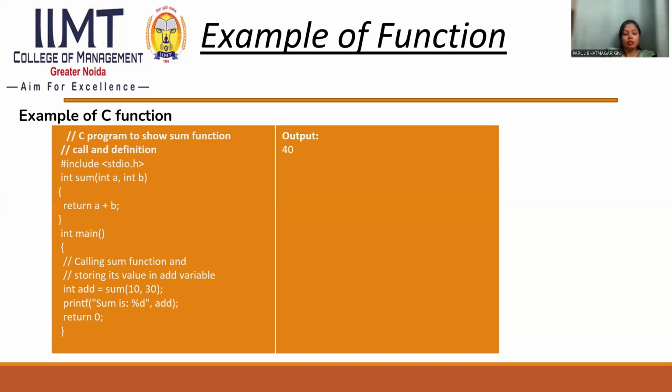In the main function, we call this function sum, and in the parameters we pass two values, 10 and 30. It returns the result, of integer type, in the add variable. When we print this value, the result shown on the screen is 40.